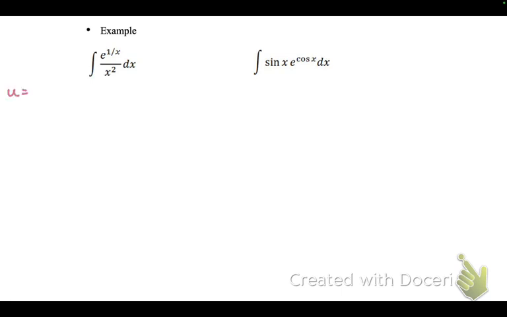So u equals x to the negative 1. That means du would be negative x to the negative 2, or negative 1 over x squared. And look at that, there is our du. So what do I need to multiply by? Negative. So I have negative the integral of e to the u du, so negative e to the 1 over x plus c.